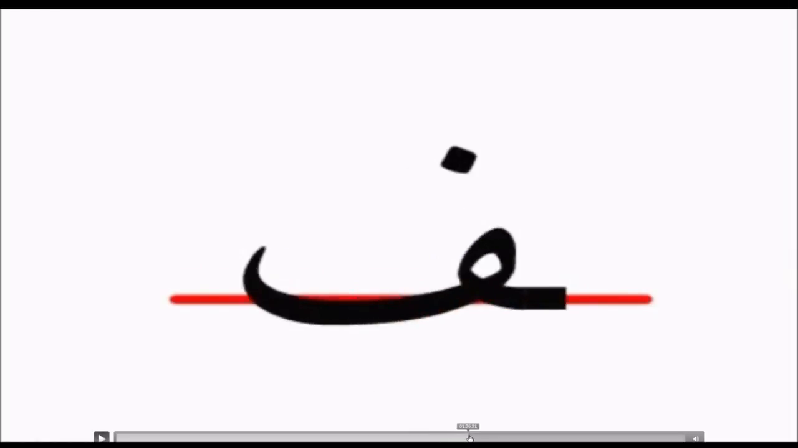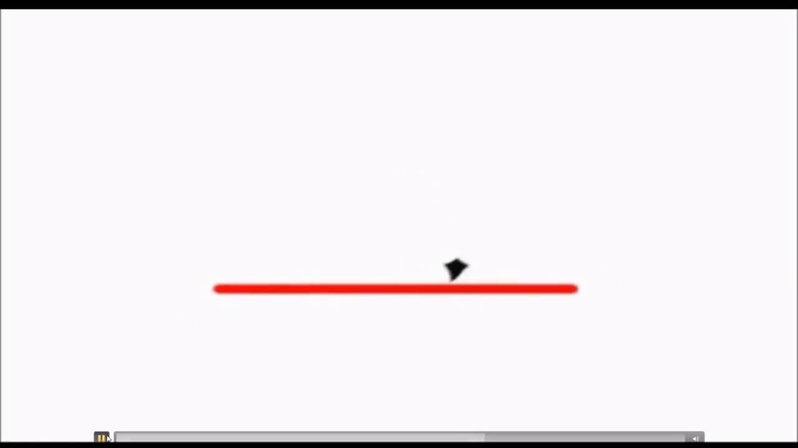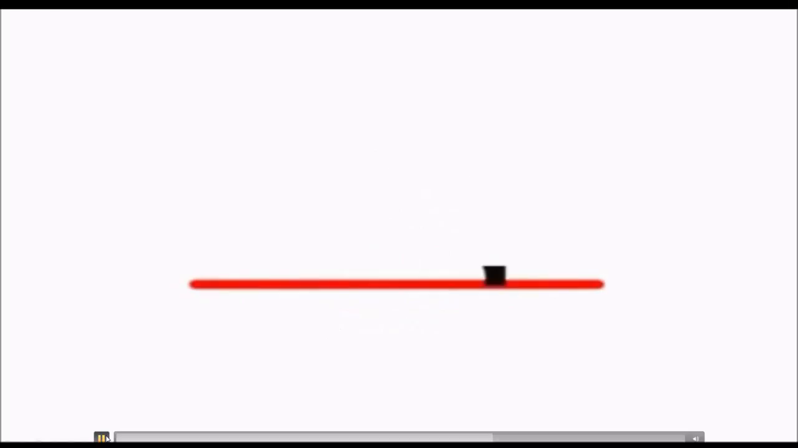It's the same for f, as you can see the connector here. This is also the ending, but there's a connector here. It's the same for qaf, so let's start. Same for the qaf, same for everything, except that it has 2 points instead of 1 point.